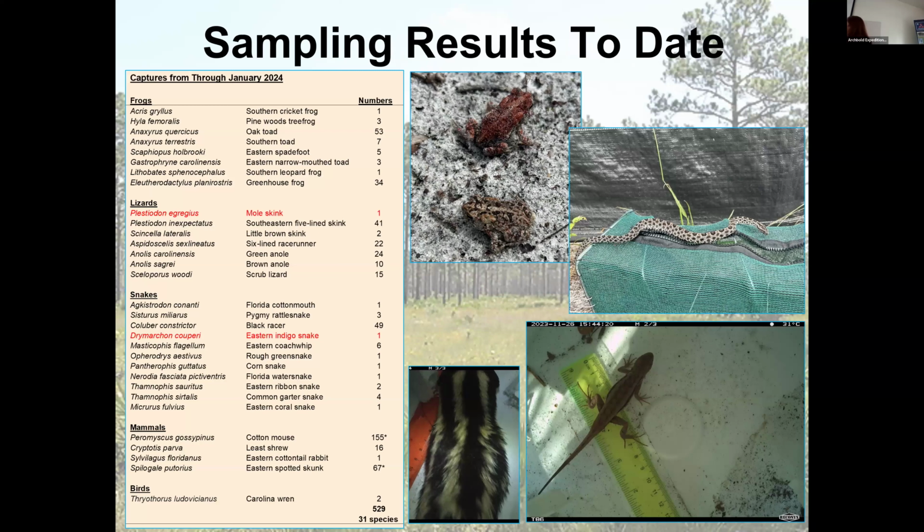So here's a list of species we've found so far. The red ones are the threatened species, but we've had a pretty good diversity. You can see a few pictures. So oak toads are our most common ones that we found. That's a pygmy rattlesnake. And then here is a picture from the camera so you can see what it looks like. That's a scrub lizard, which are fairly common.